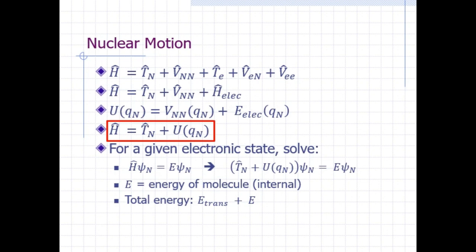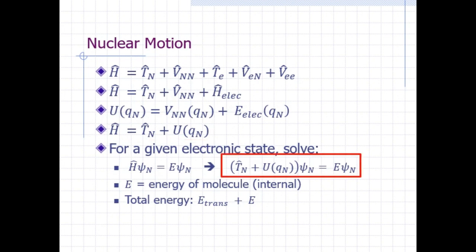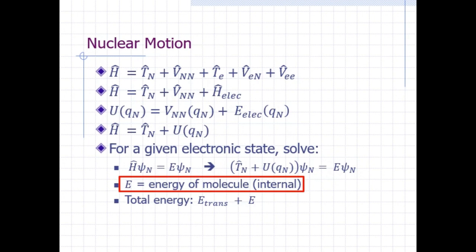So, now, we can solve a simplified Schrödinger equation to describe the relative motion of the nuclei for a given electronic state. The wave function depends only on the nuclear coordinates, so the solution gives us a description of the nuclear motion only. But, keep in mind that the molecular potential energy function does account for the overall effect of the electrons on the wave function that describes the nuclei, as well as the energy of the molecule. Note that E here does not include translational energy. We need to add the translational energy to this if we want the total energy.